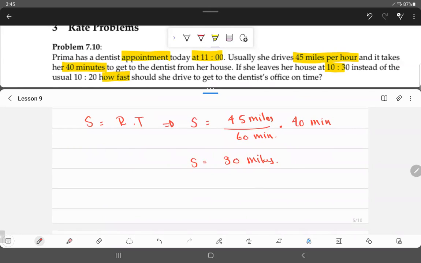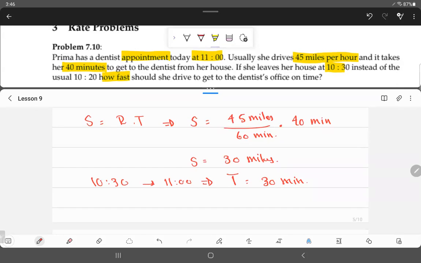Now she leaves her house at 10:30. She must be there at 11. So what is the time here? What is the time that she has? 30 minutes. So she has 30 minutes. She has 30 miles. Let's find the rate, okay?